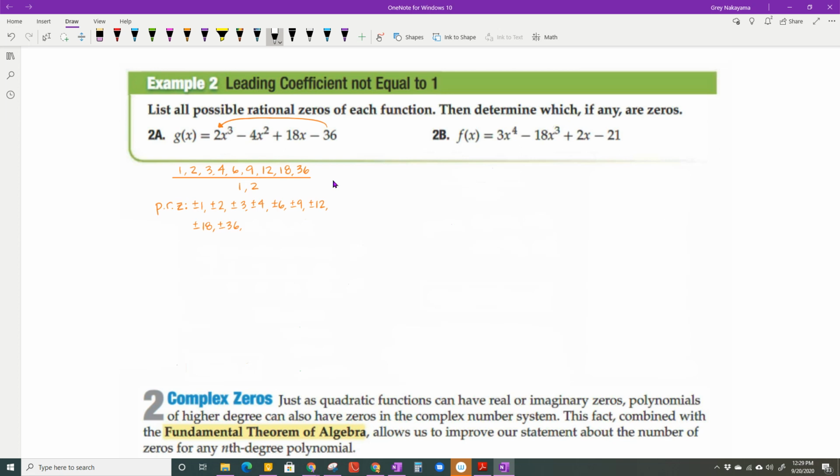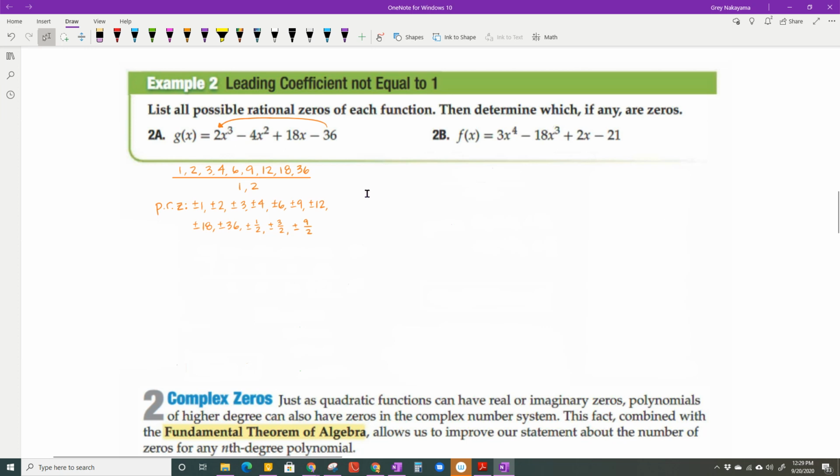So now when you put them over 2, I put 1 over 2. I got plus or minus 1/2. 2 over 2 is 1. 3 over 2 needs to be in my list. 4 over 2 is 2. 6 over 2 is 3. 9 over 2 needs to be in my list. And the others, 12 over 2 is 6, 18 over 2 is 9, and 36 over 2 is 18. So those are all my possible rational zeros.